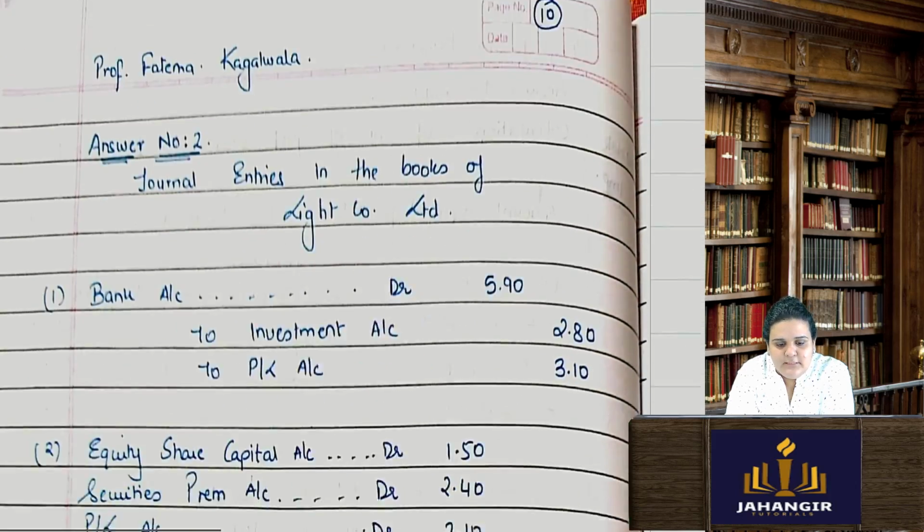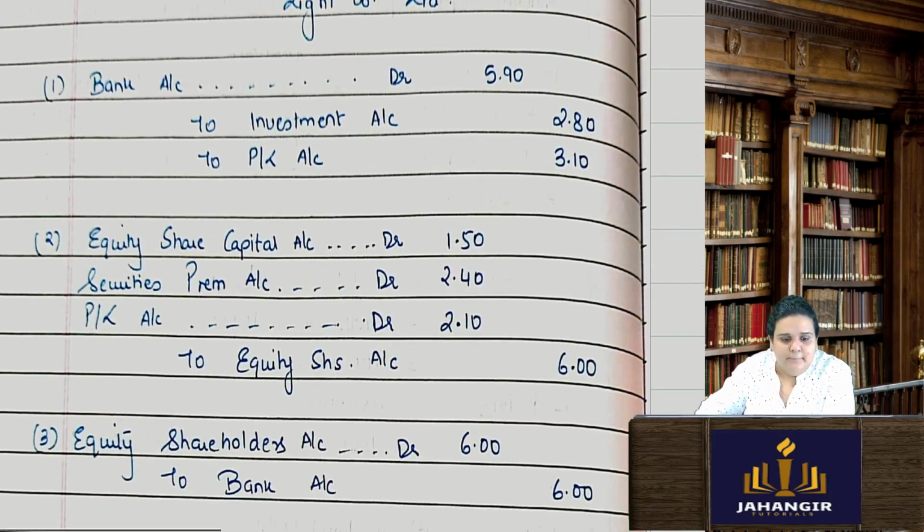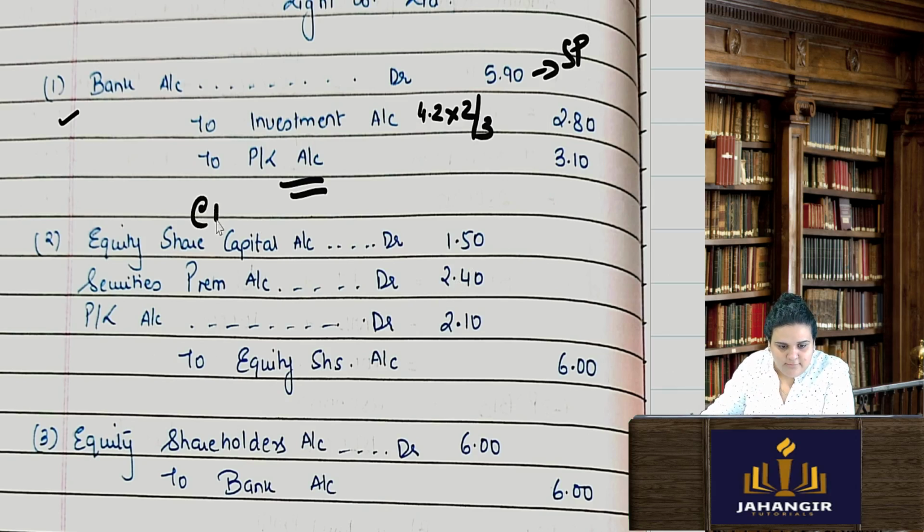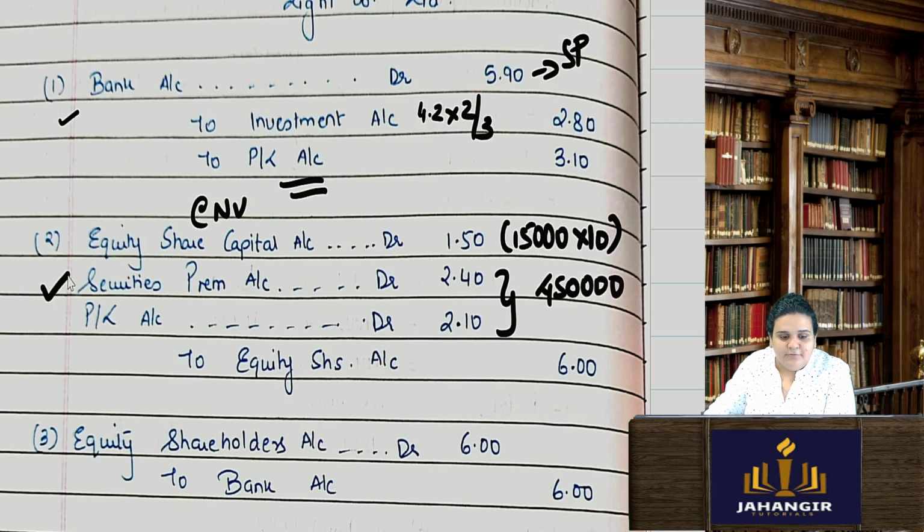Now just pass the journal entries. First, bank account debit to investment account 2.8. From where did I get the 2.8? 4.2 into 2 by 3. Profit and loss account. This is the selling price of the investment. Equity share capital, at nominal value to be bought back, is 15,000 shares at rupees 10 each. Then there is a premium of rupees 30, which comes up to 4,50,000, that I am writing off with the help of securities premium account and P&L account to equity shareholders.